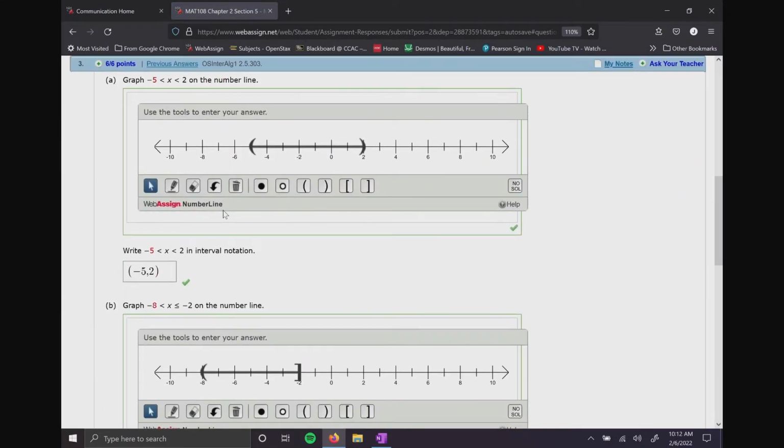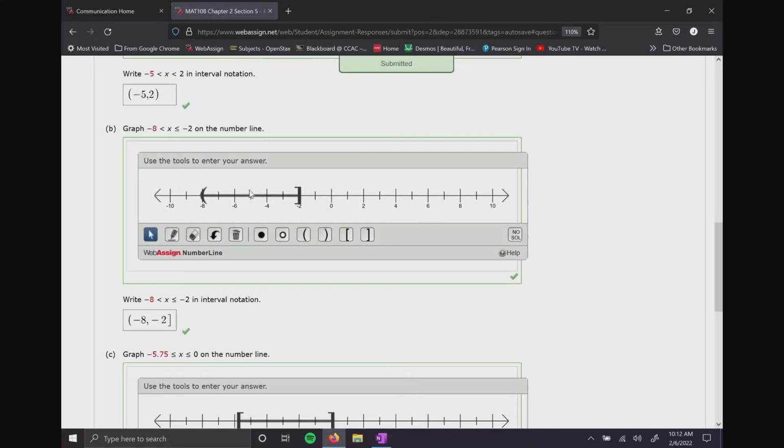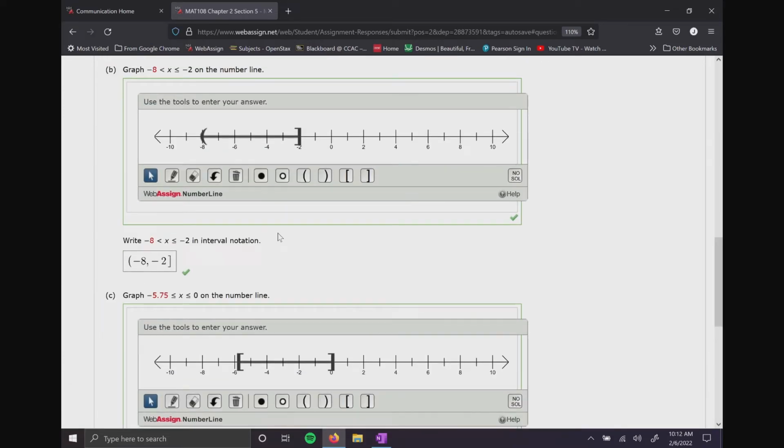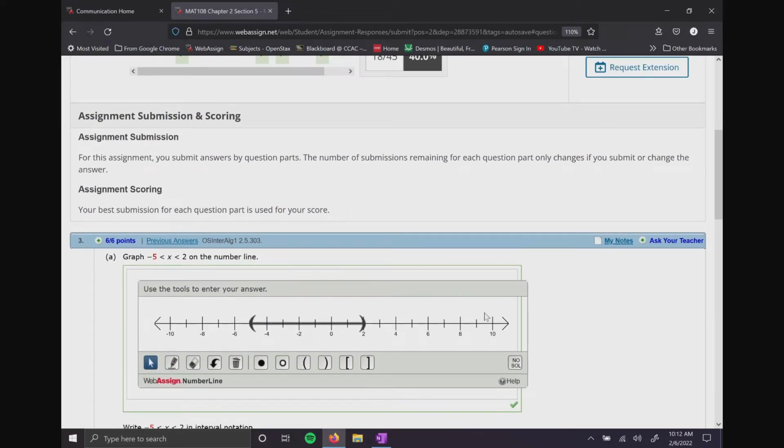And notice here, we got check marks for all of them. And that's because we're using the proper notation, if you will.